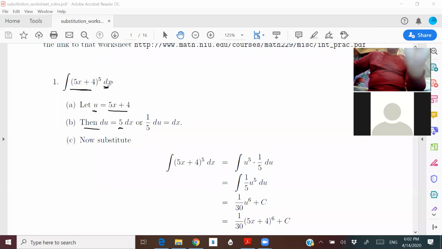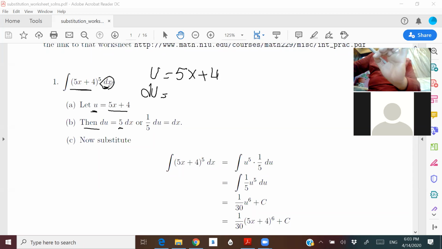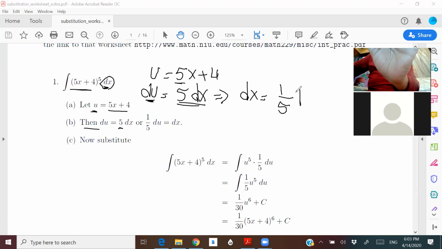two ways. The main way is to replace 5x + 4 by u. Now, if u equals 5x + 4, what is du, the derivative of u? I want to replace dx by du. You know, du now is 5 dx, right? So it means I'm going to replace 5 dx by du, or I want to replace dx by 1/5 du.